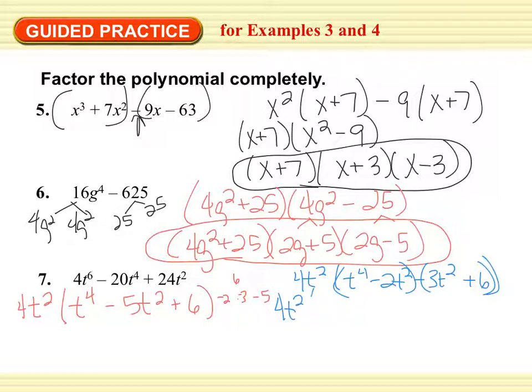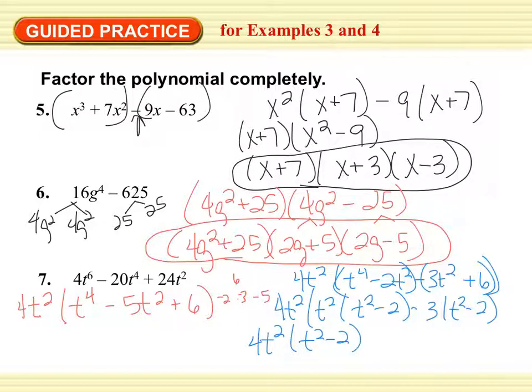4t squared. Now factor out my monomial, which is going to be t squared, and I'm left over with t squared minus 2 and minus a 3, t squared minus 2. So I've got 4t squared, t squared minus 2, t squared minus 3. Final answer.